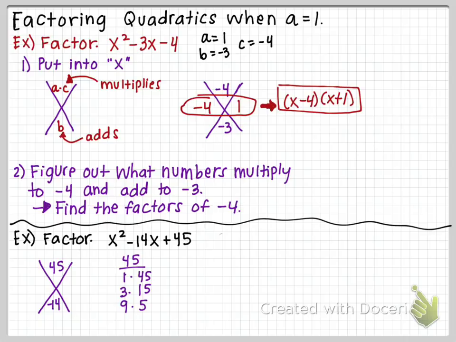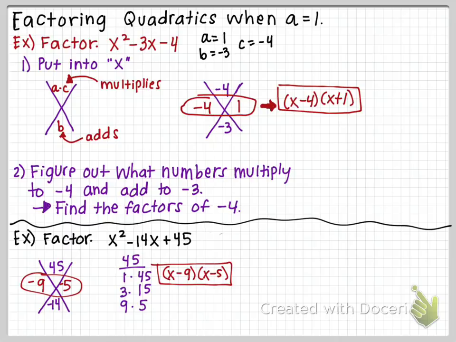What about 9 and 5? So if we did 9 times 5, 9 times 5 is 45, and 9 plus 5 is positive 14. But what if we made them both negative? Negative 9 plus negative 5 is negative 14. So that's our two different terms. So we can write it straight away into x minus 9 and x minus 5.